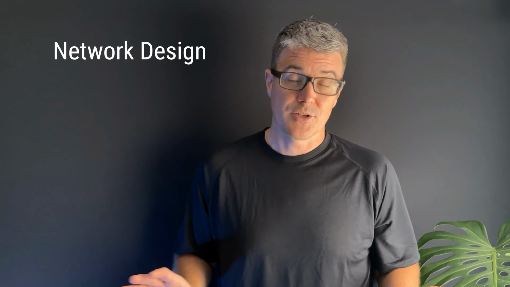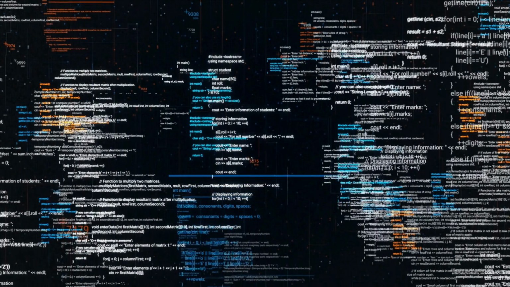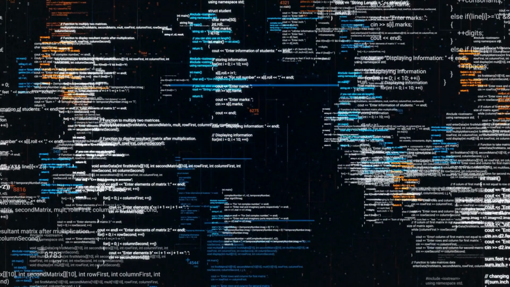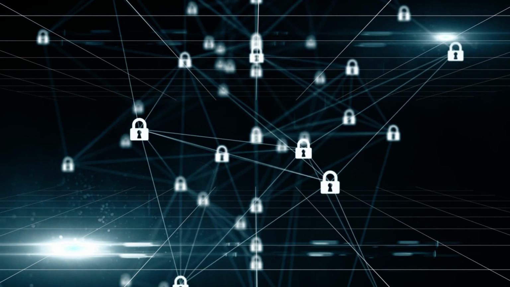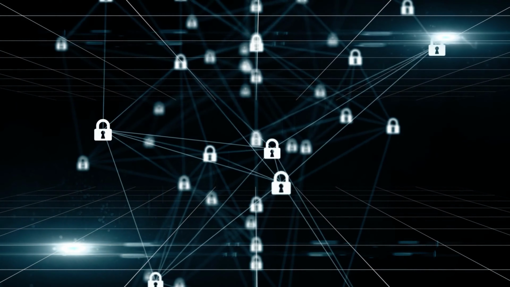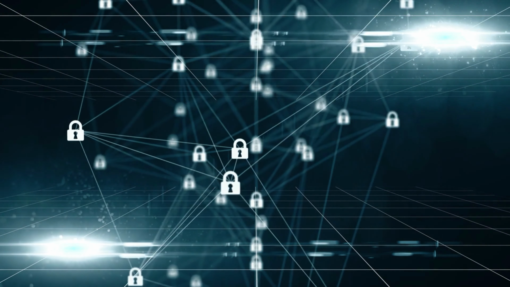So our next topic is going to be network design. It can make or break your security. Networking isn't just about connecting services, it's your first line of defense. A poorly designed network can leave you exposed to attacks, while a well-architected one keeps your data safe and your systems resilient. The key here is segmentation.